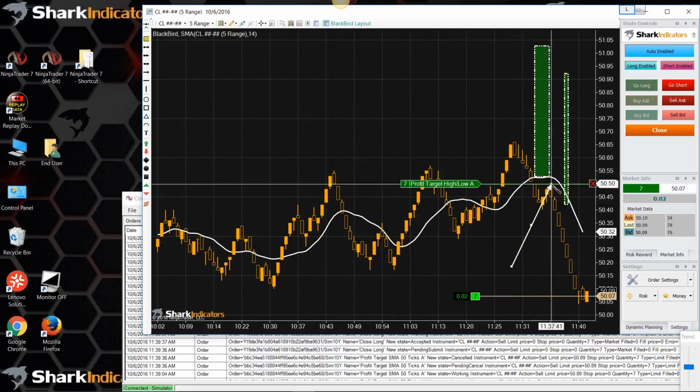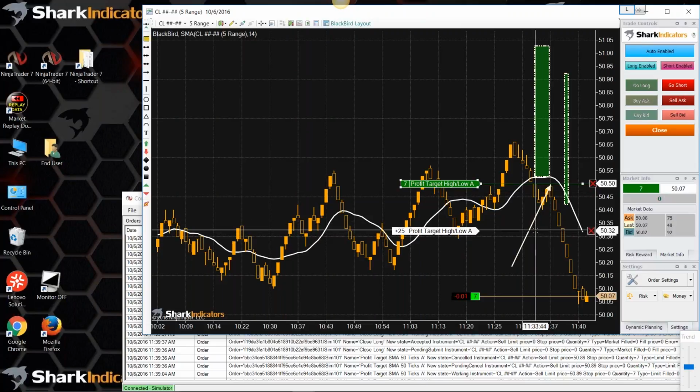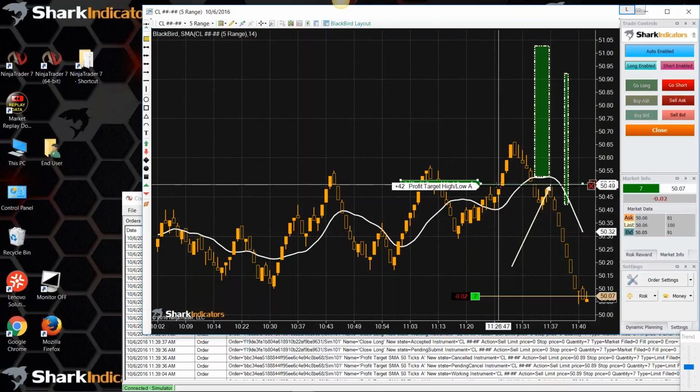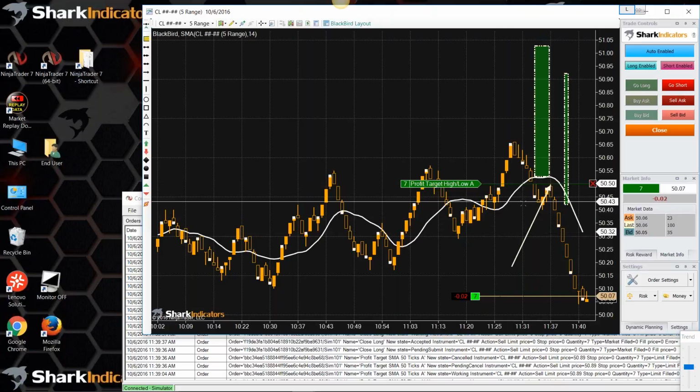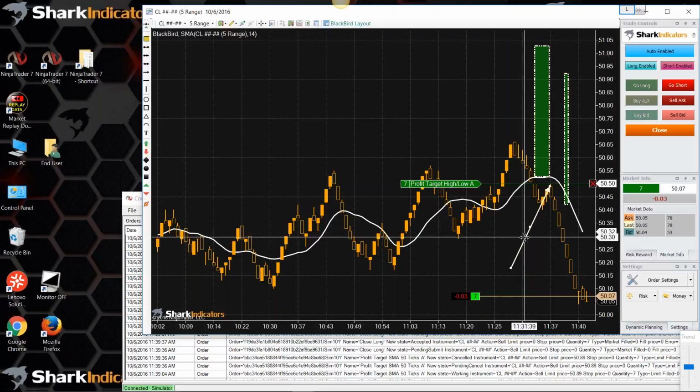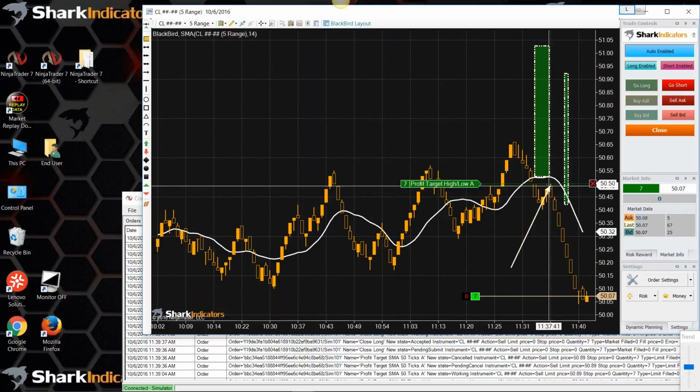Here's, looks like that's the, oops, I grabbed that flag by accident. Put that back, there we go. So it looks like that bar right there, looking back 10 bars, that was the highest high of the last 10 bars, and it popped our profit target right on that guy.